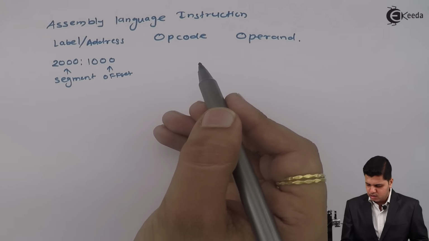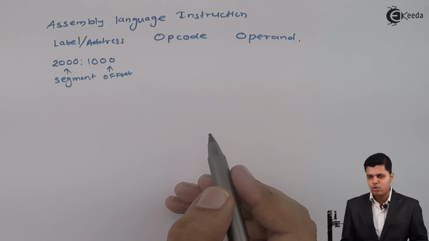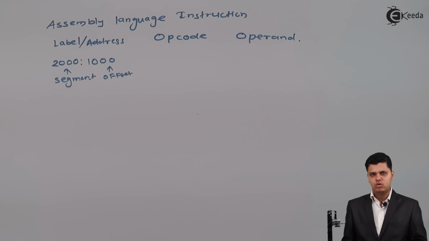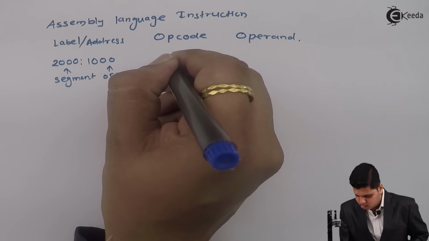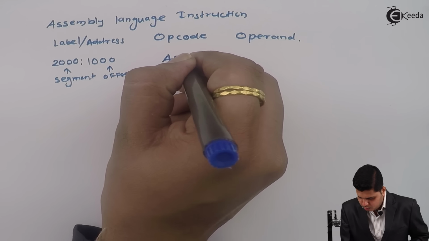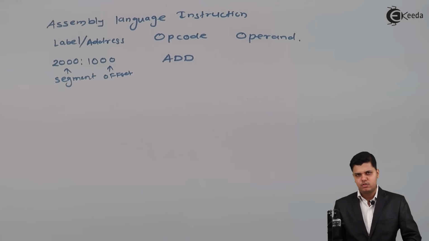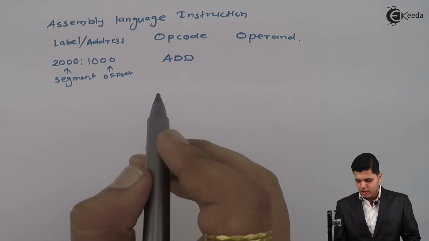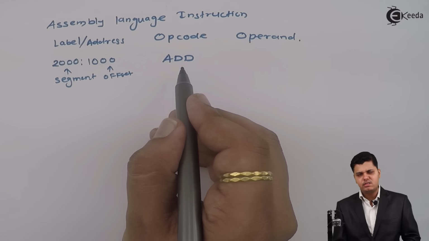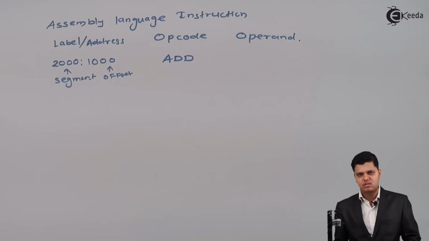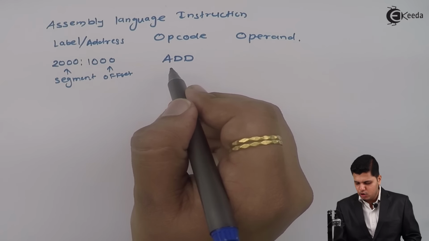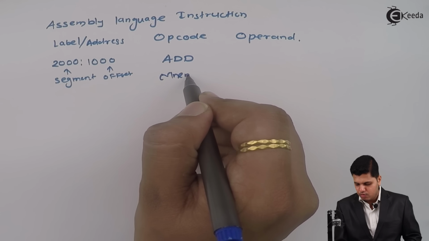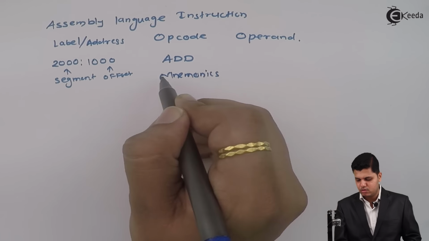The second is the opcode. Opcode stands for operation code, which signifies what operation we perform by the instruction. For example, we will take the opcode ADD. This ADD opcode signifies that we have to perform addition with the help of this instruction. ADD is a mnemonic for the addition operation.